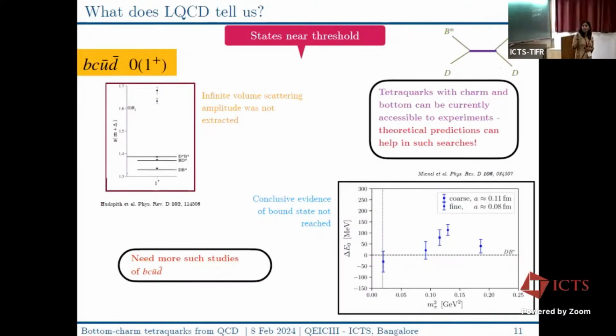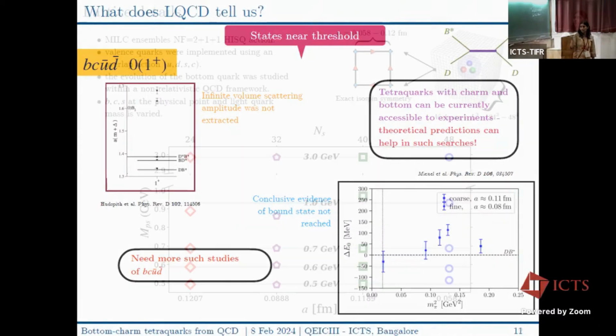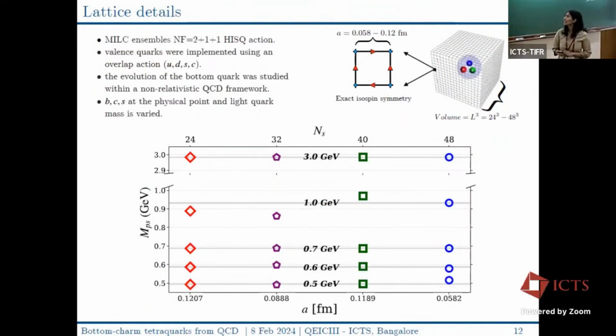In this talk, what I'm going to explain is our calculation of the b c ū d̄ in the axial vector 1+ as well as 0+, the scalar channel. So this is a little technical. This is the details of the lattice that we use.